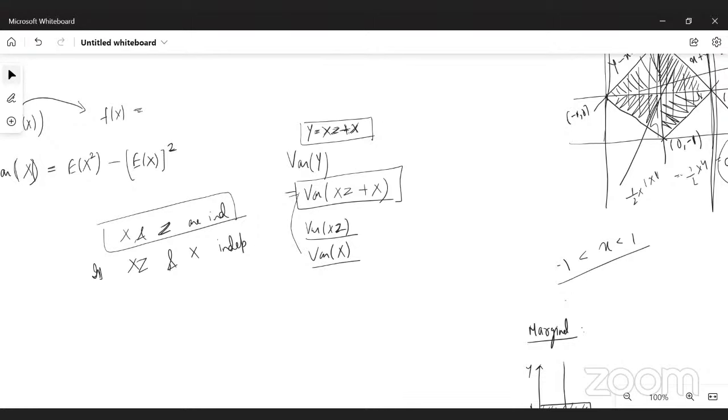So in case two random variables, let's say X and Y, are not independent, then we have some formula that also involves covariance. I don't remember it completely, but it involves the covariance. So you can check the formula on Google: variance of X plus Y.